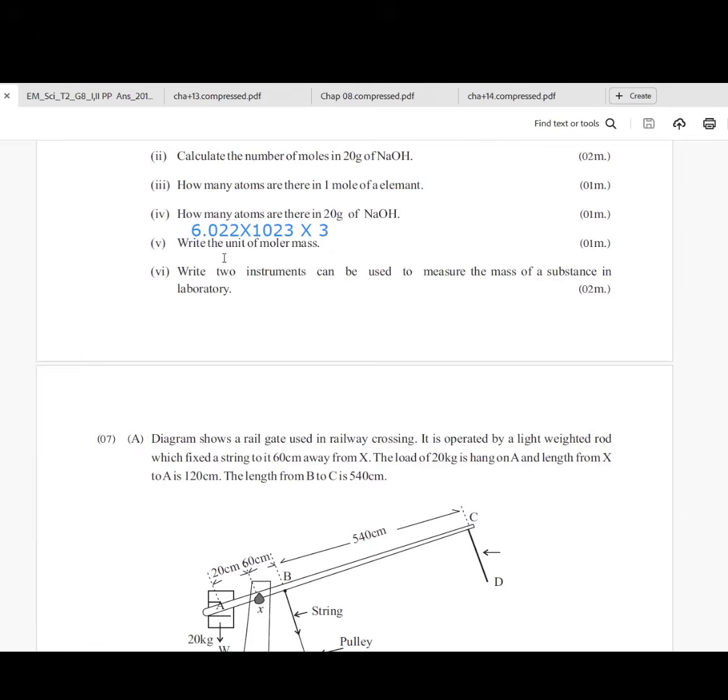Write the unit of molar mass: grams per mole. Write 2 instruments that can be used to measure the mass of a substance in the laboratory. Chemical balance, triple beam balance.